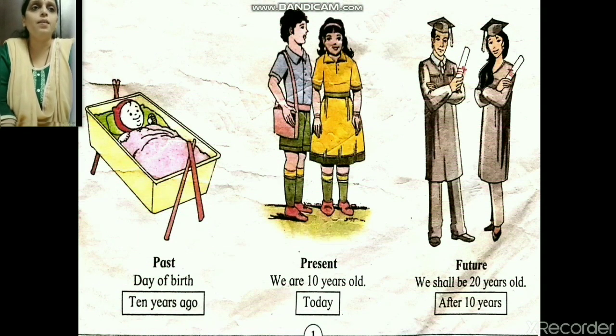You can understand more clearly with the help of this picture. See the picture. We will start with present. We are 10 years old today, means today your age is 10 years. But in the past, day of birth 10 years ago means 10 years ago you were born. And in future, we will be 20 years old, means you are going to be 20 years old after 10 years. Did you understand, students? Okay.